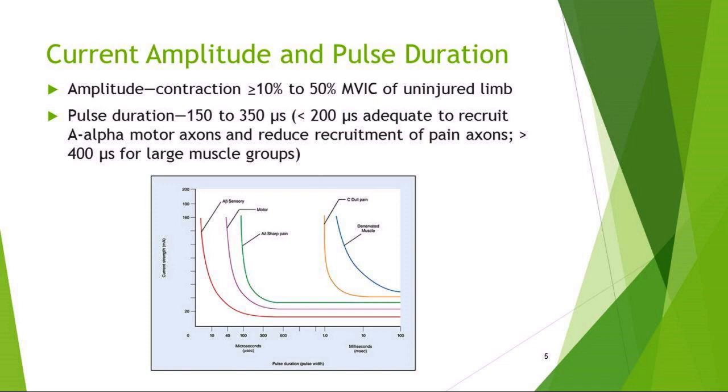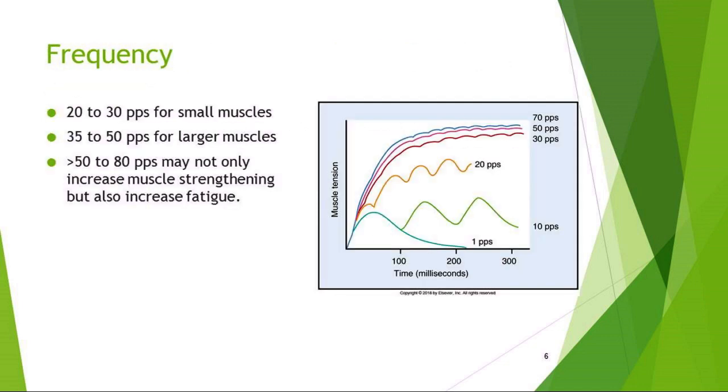So a lot of times we want to recruit sensory and motor, but we do not want to recruit those A delta sharp pain fibers. So if you have those higher pulse durations, you might have to have a lower amplitude. Okay? Frequency is generally 20 to 30 pulses per second for small muscles, 35 to 50 for larger muscles.